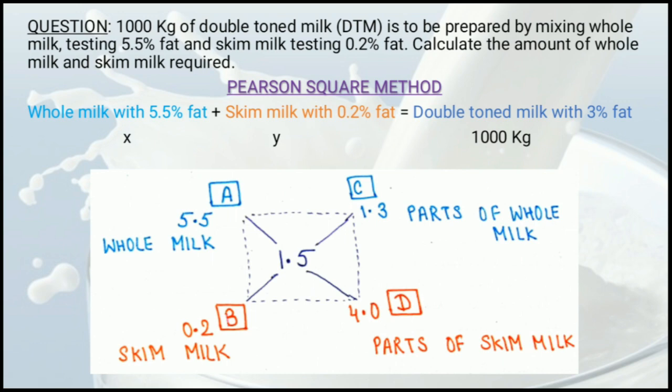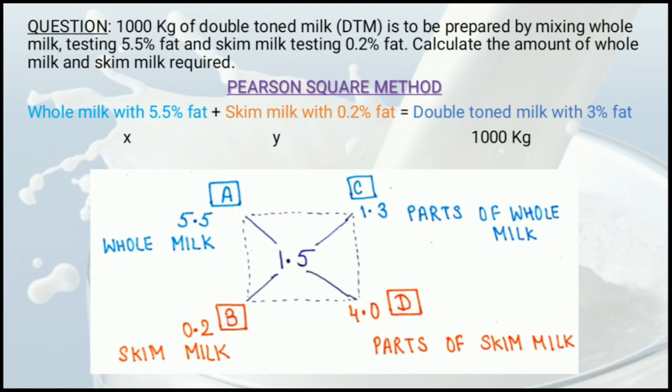Now in this question, you have to use your knowledge from previous understandings, like what is the fat content of double toned milk. So before doing these questions, you must know what is the fat content of full cream milk, double toned milk and skim milk. So we know that the double toned milk has 1.5% fat. So it is the amount of fat which is being required in the end. So it will be written at the center of the square. So I have written 1.5 at the center of the square.